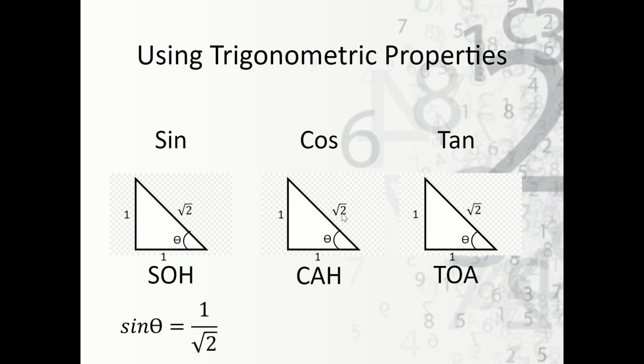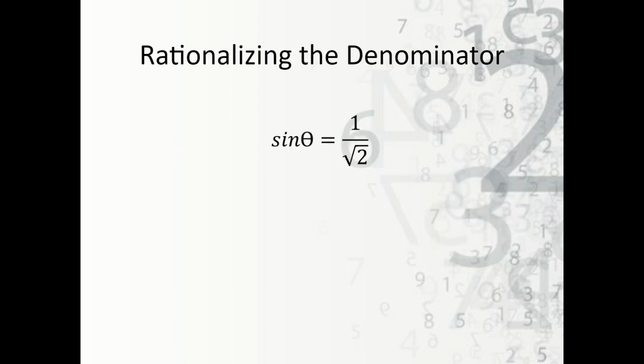The hypotenuse is square root of 2, so it'll be 1 over square root of 2 as well. And then tangent is opposite over adjacent, so the opposite is 1 and the adjacent is 1, so it'll be 1 over 1. Now the rules of mathematics state that you cannot leave an irrational number in the denominator. So we cannot leave square root of 2 in the denominator, so we need to rationalize it.